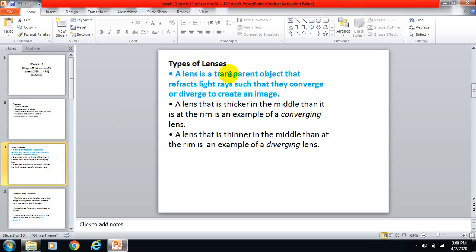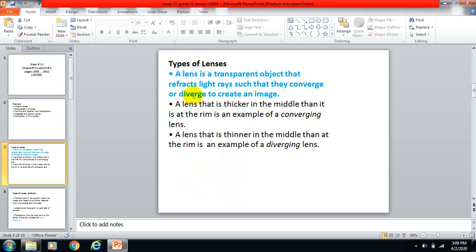A lens is a transparent object that refracts light rays such that they converge or diverge to create an image. Converging means what? Combination of something to a single focal point. For example, if different rays are passing and you place a mirror there, they will all come to a single point. We call that converge.